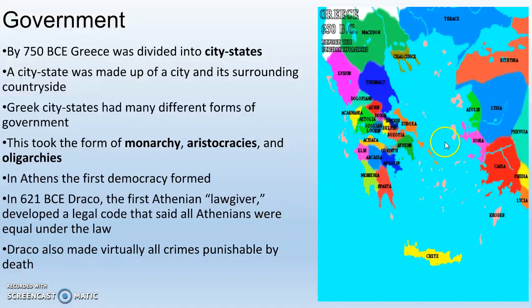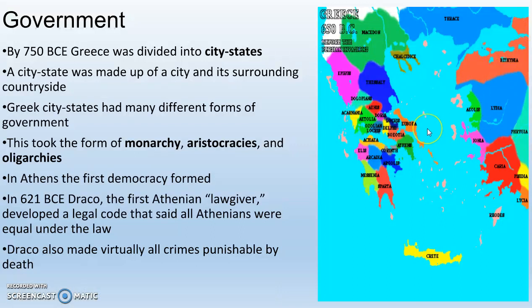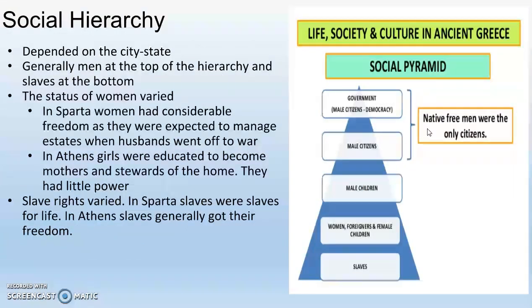This map is cool because it actually shows us in 650 BCE the breakdown of Greece and all the city-states. So we've got Athens, Sparta, Crete down here, and at this point Greece is also in Asia Minor or modern-day Turkey over on the side. So social hierarchy really depended on the city-state.